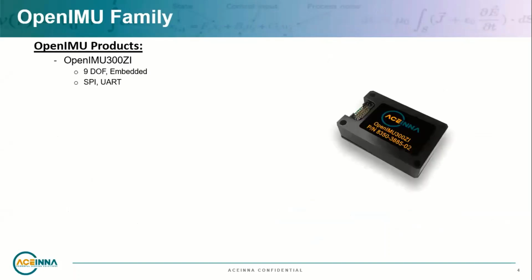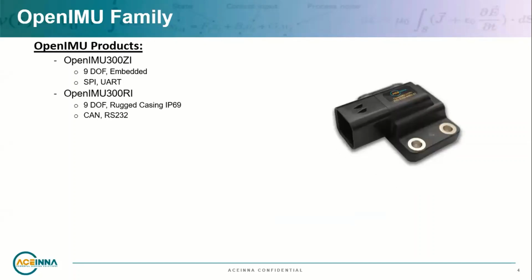In our OpenIMU family, we have different products. I would like to give you an overview of the products that are available. OpenIMU300ZI is a 9-degree of freedom unit, which means it has a 3-axis accelerometer, 3-axis gyroscope, and 3-axis magnetometer. It's an embedded IMU application, and it has SPI and UART as an interface. We have OpenIMU300RI, which is also 9-degree of freedom, and it comes in a ruggedized casing with IP69 rating. It has CAN and RS-232 as an interface.